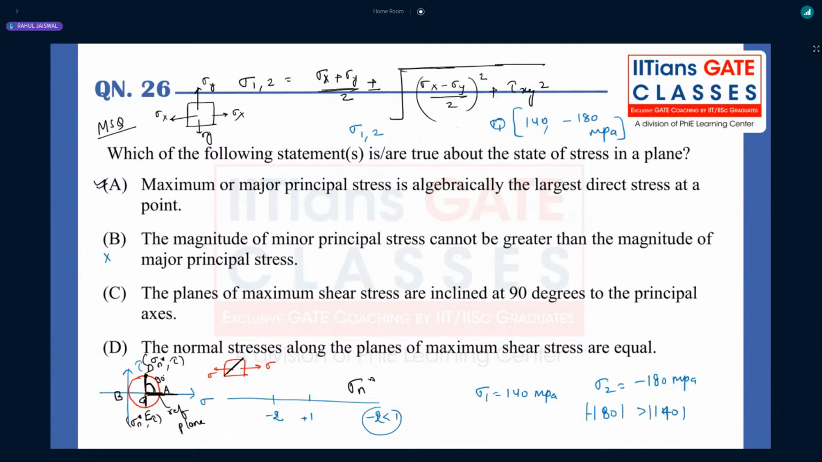Sigma n star will remain the same, sigma 1 plus sigma 2 by 2, or we can also write sigma x plus sigma y by 2, right? So the normal stress along the planes of maximum shear stress is equal. A and D, for this question, AD will be correct.